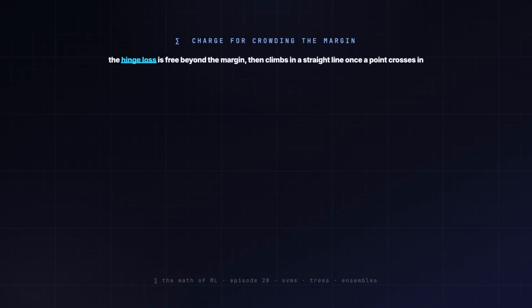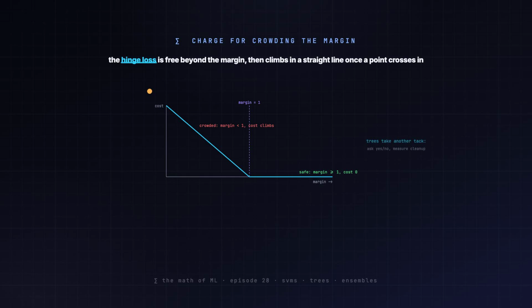Of course, real data is messy. Some points wander into the gap or onto the wrong side, so we need a way to charge for that. Enter the hinge loss. If a point sits safely beyond the margin, it costs nothing, but the moment it crosses in, the cost climbs in a straight line. Trees take a different tack entirely. They ask yes or no questions and measure how much each question cleans up the mess.